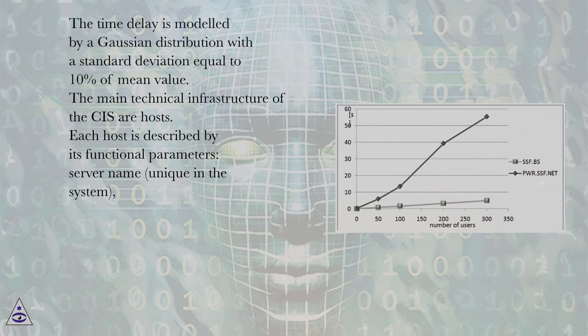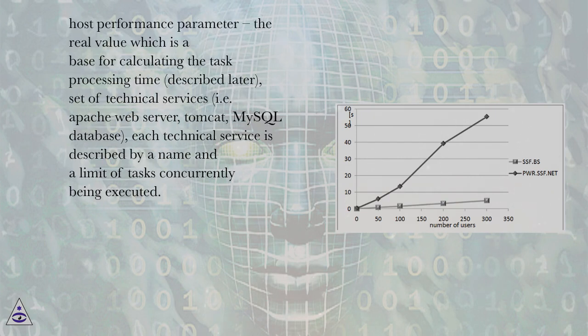The main technical infrastructure of the SIS are hosts. Each host is described by its functional parameters. Server name, unique in the system. Host performance parameter, the real value which is a base for calculating the task processing time, described later. Set of technical services, i.e. Apache Web Server, Tomcat, MySQL database. Each technical service is described by a name and a limit of tasks concurrently being executed.